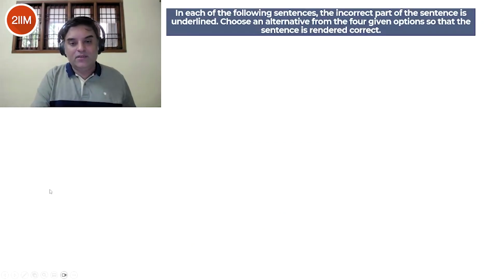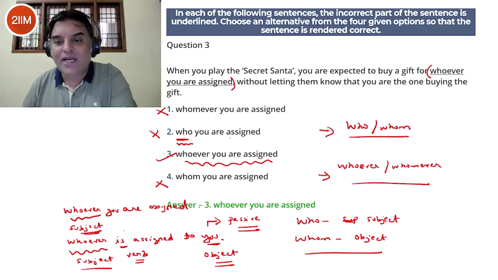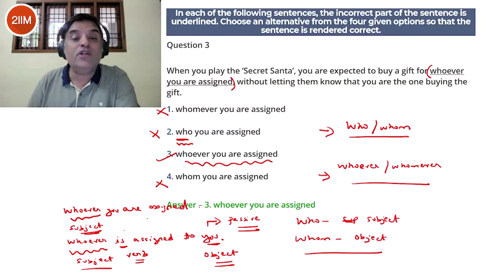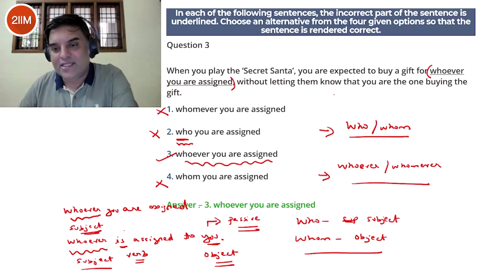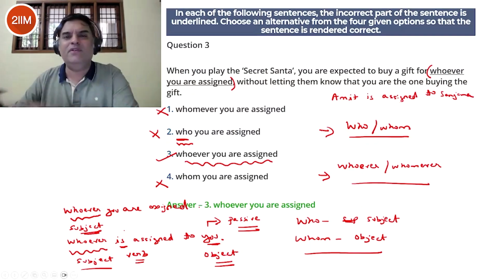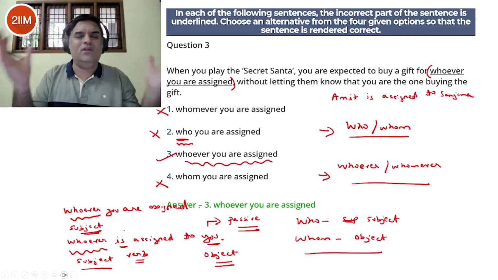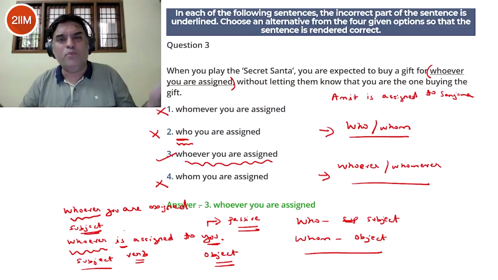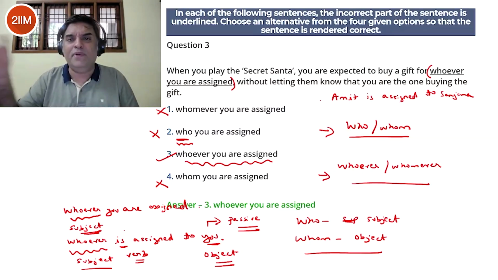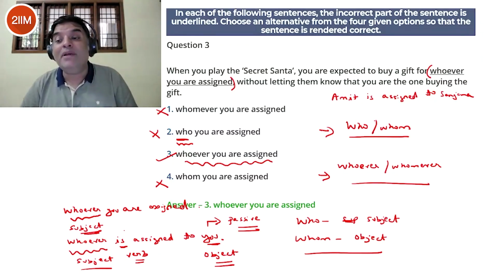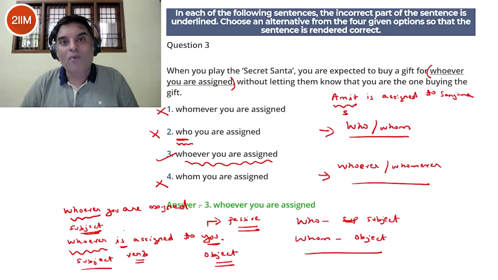Right now, just for the sake of discussion, let's look at another one. Sorry, I'll go back. I'm not going to remove that. See, if this is still confusing you, whoever you are assigned, let's look at this. Okay, Amit is assigned to Sanjana. Okay, let's say we're talking about a class or classroom monitor or houses or whatever, right? Or group leaders. Let's say Sanjana is a group leader, Amit is a part of a team. So Amit is assigned to Sanjana. Now here Amit is the subject.